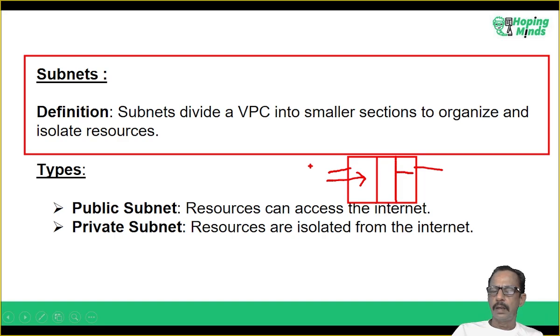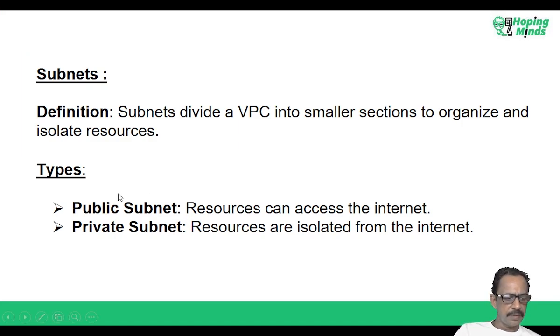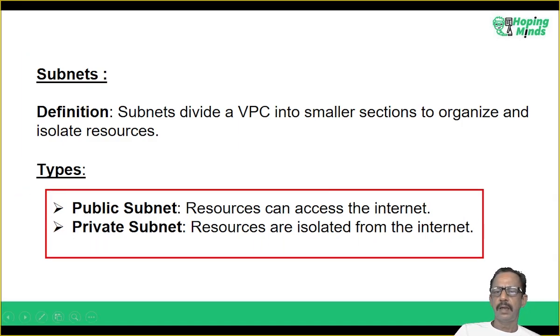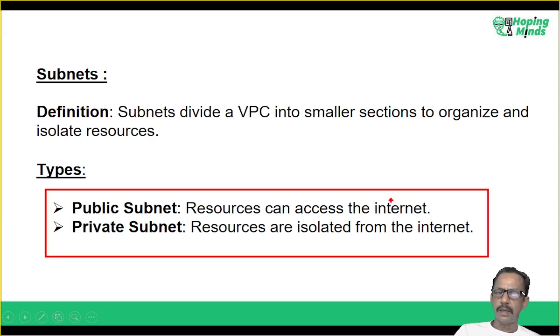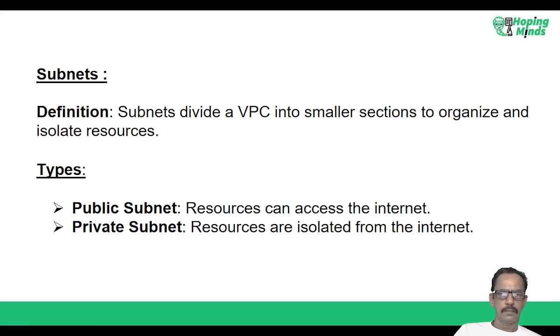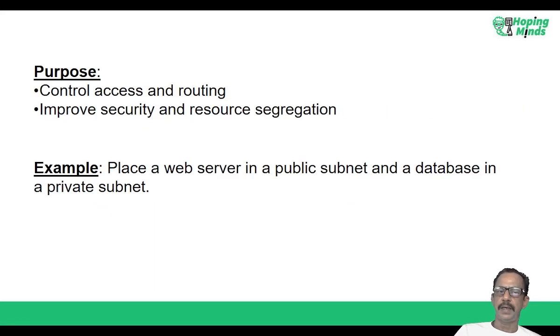So I want my database in my private area and application server in public area. So for that purpose, we divide our VPC into different sections. So that can be the public and that can be the private subnet that we need to define there in the VPC. So we will all do this practically.